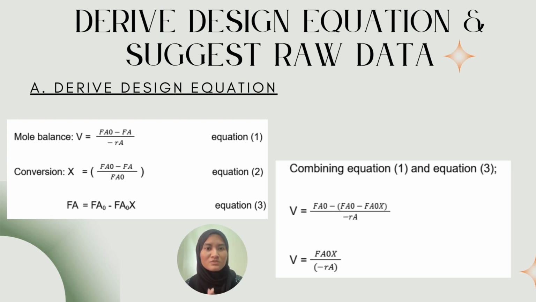Then we will combine equation 1 and equation 3. As you can see, we can cancel out FA0 with the other FA0. This will produce our final equation, which is V equals FA0X over negative RA.